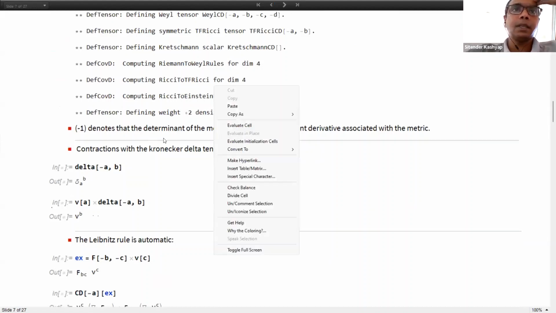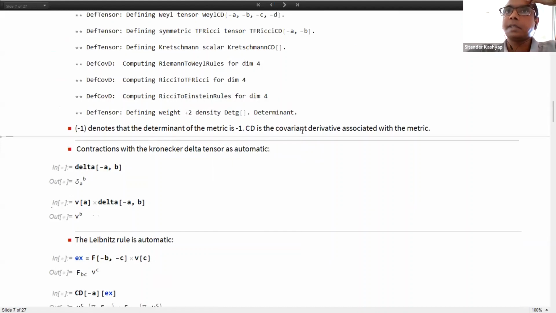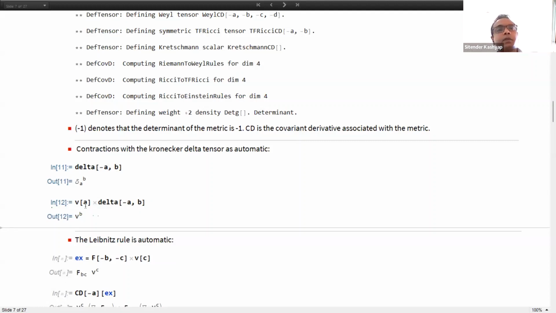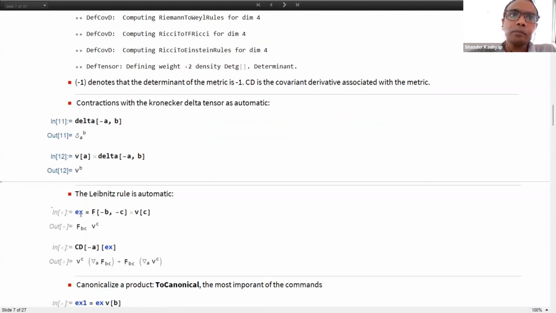So -1 denotes the determinant of the metric. CD is the covariant derivative associated with this metric. And contractions with the Kronecker delta tensor are automatic. For example, Kronecker delta is entered like this. So this has a lower index and an upper index. Suppose we take V of A and then contract it with this delta. So you see what has happened. The Einstein summation convention is already taken into account, and because it is delta, the index B is raised.